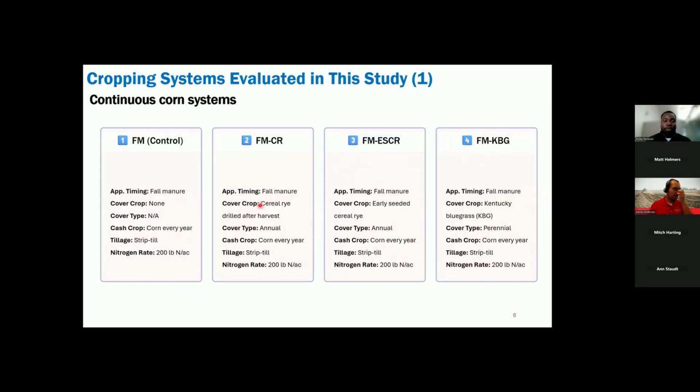The second treatment, we have the same here, manure application in the fall. And in this case, we had cereal rye being planted right after harvest. And this is an annual cover crop with the same application rate of 200 pounds per acre. The third treatment, instead of having the rye planted after harvesting, we did an early seeding of the rye right in the middle of September while the corn was still on the farm. And our final treatment was our PGC, our perennial grass, the Kentucky bluegrass, growing on our field.